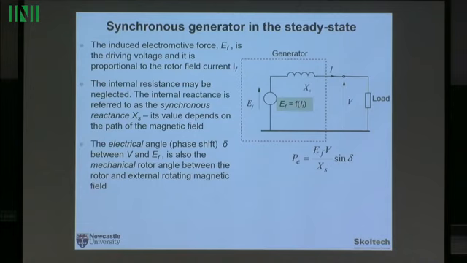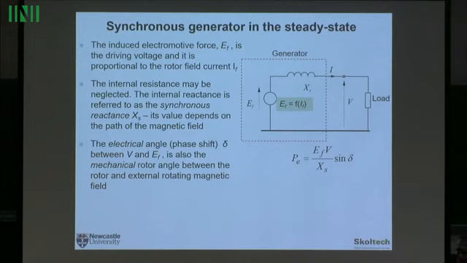V. The key to understanding is that the angle delta between EF and V is also the mechanical rotor angle, which I showed you before. I don't have time to prove it, but you can prove it. So the angle delta has a double meaning. It is the phase shift between two voltages, but with further consideration, it is also the geometric angle between rotors.